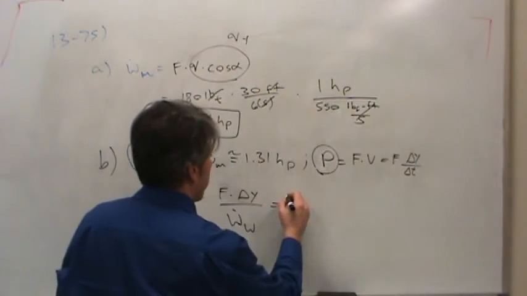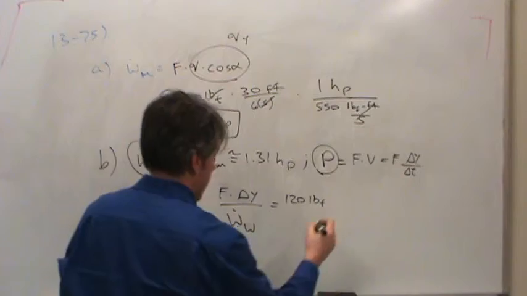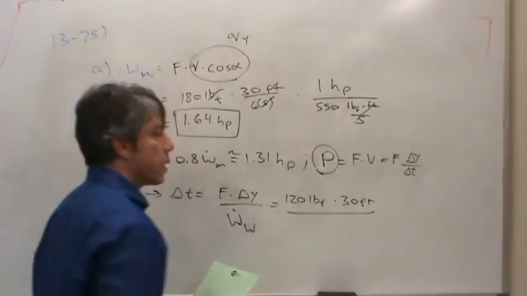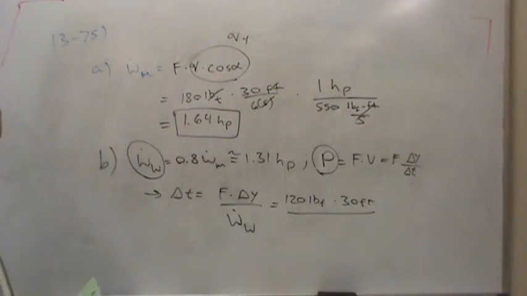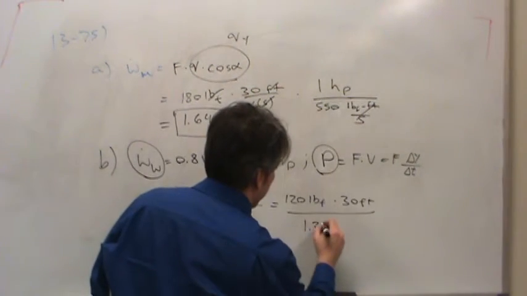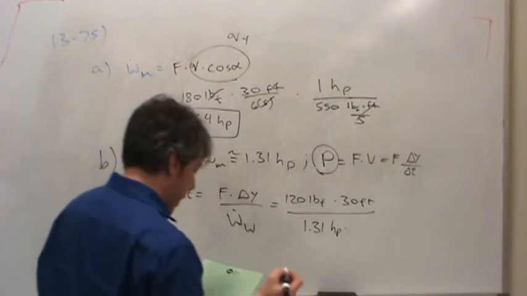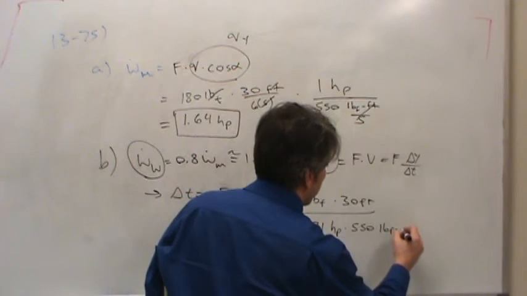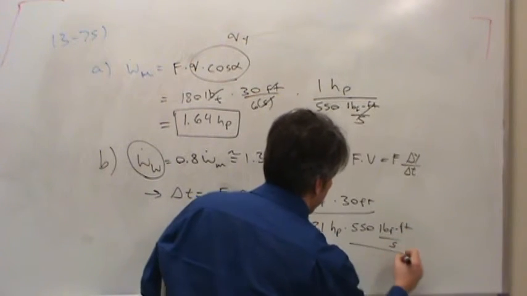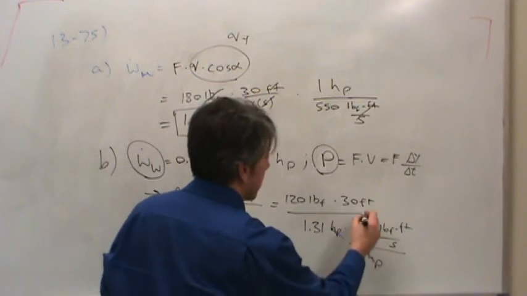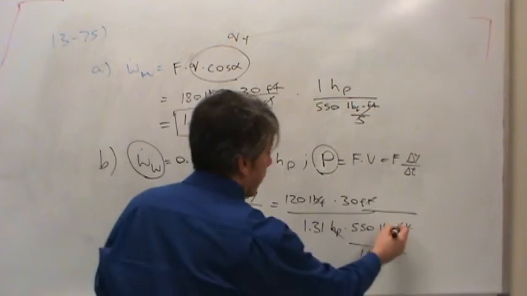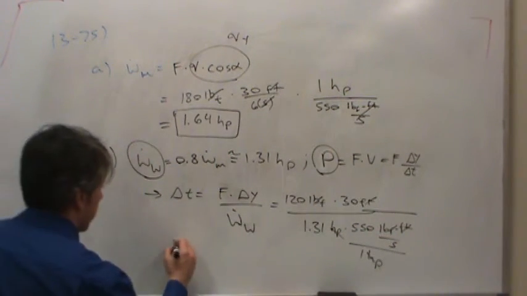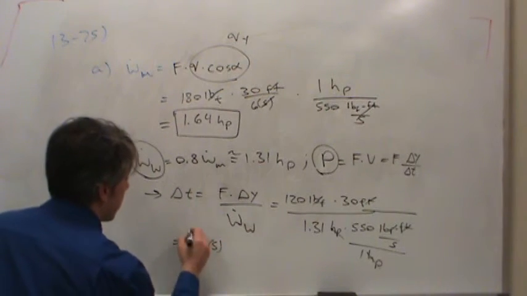So the woman weighs 120 pounds force. She also has to go up 30 feet of stairs, changing her vertical distance by 30 feet. And her power output is 1.31 horsepower, which we now need to convert back. So 550 pounds force feet per second per 1 horsepower allows us to get rid of horsepower. Feet go away, pounds force go away, and you see that we end up with seconds. And so it only takes her 5 seconds when you plug this in your calculator.